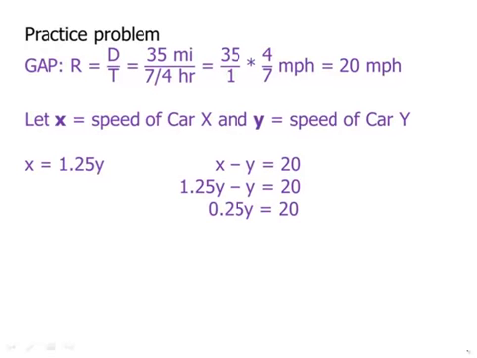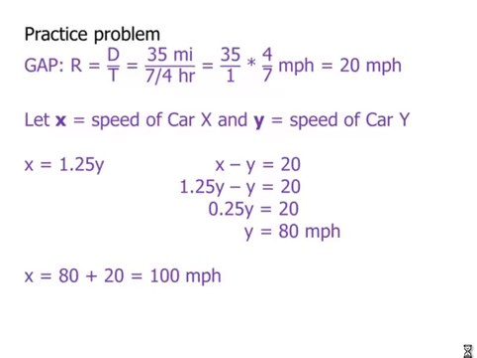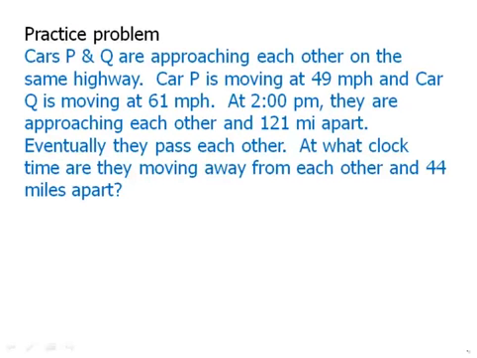Subtract. 0.5 is 1/2, so we'll multiply by 2. We get y equals 40. And then that means that x must be 60, and that is the speed of car x. Notice we made that problem much easier thinking about the gaps. Finally, focus on this problem and then we'll talk about it.